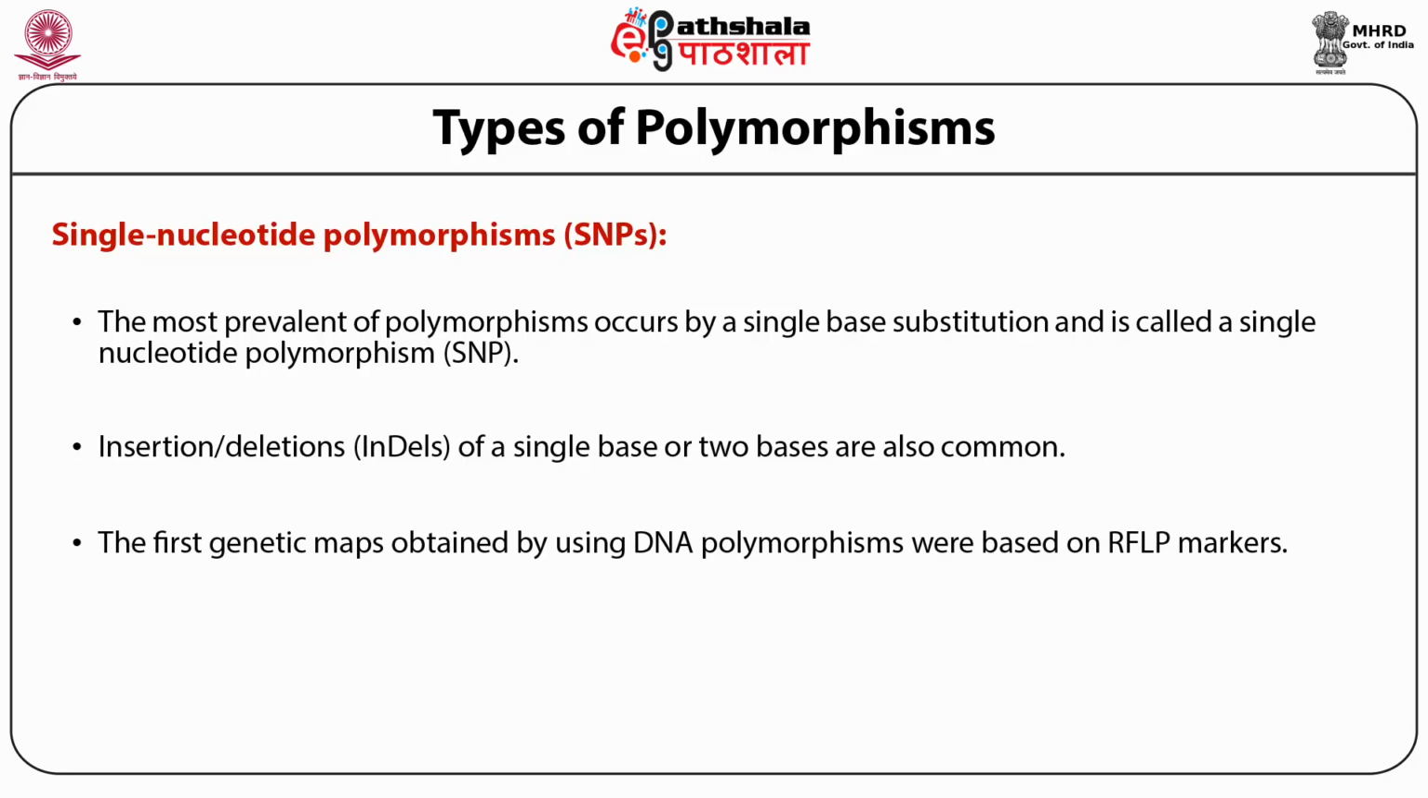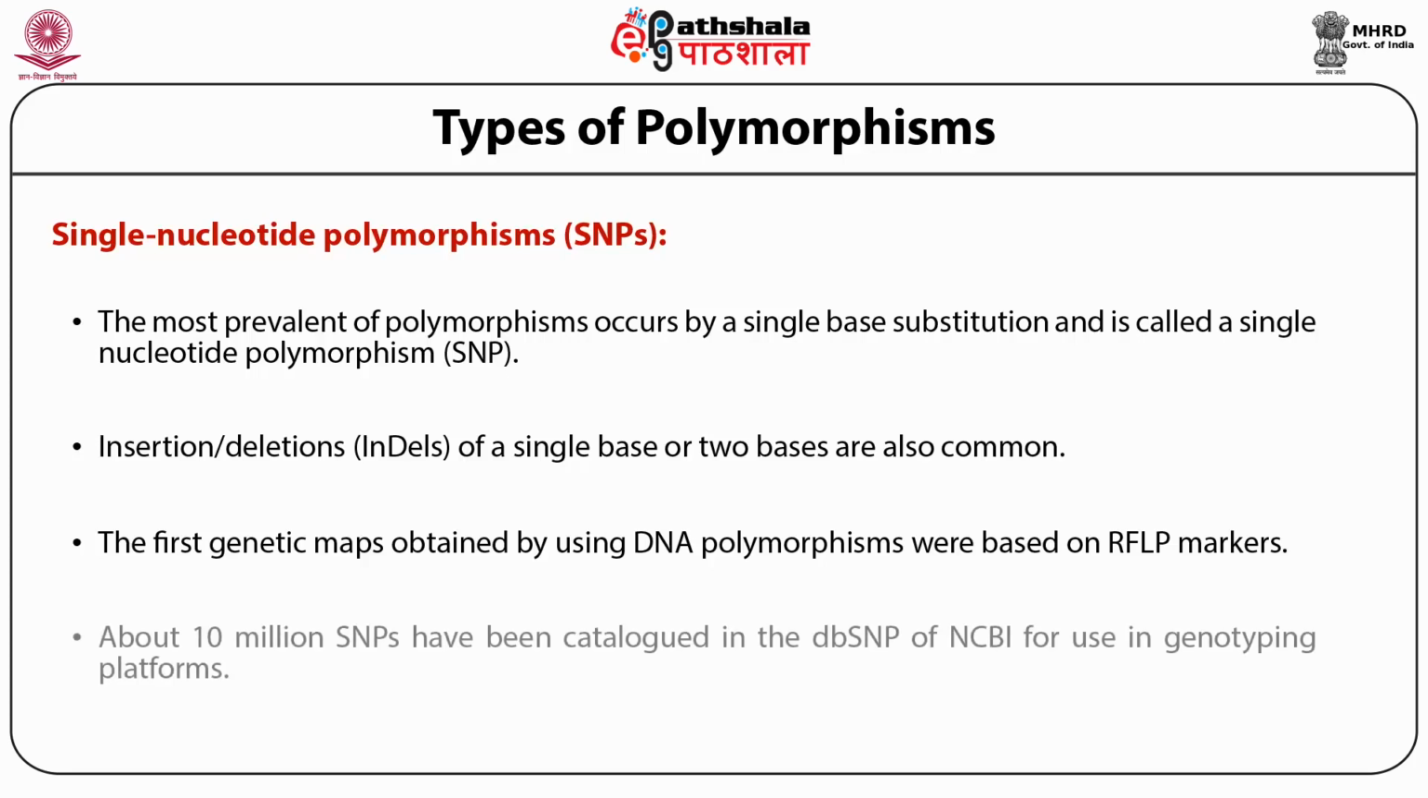The SNPs are cataloged in the dbSNP of NCBI and designated with reference SNP IDs. The database is regularly updated as novel polymorphisms that are population specific are added. About 10 million SNPs have been catalogued in dbSNP of NCBI for use in genotyping platforms. Most of the dbSNP entries are indels, that is 2 out of 12 million entries, as reported by Strachan and Read in 2003.